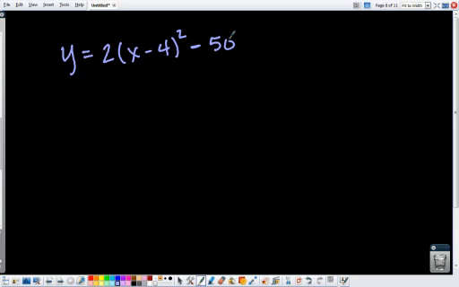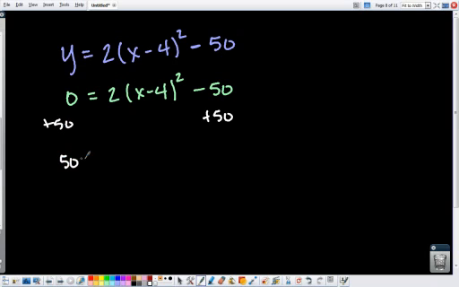Okay, so if I want to go from vertex to factored form, the first thing I have to remember is that if I'm going to factored form, I'm finding roots, and when I find roots, that means that y has to equal 0. So I'm going to substitute 0 for y, and then I'm going to proceed to solve. So the first thing I'm going to do is add 50 to both sides.